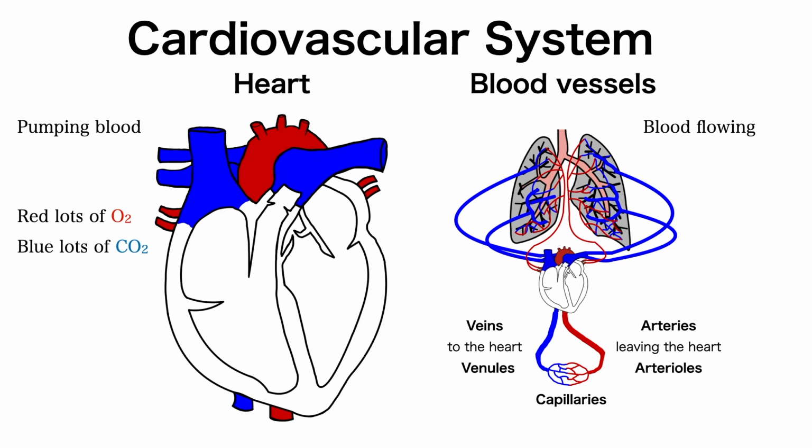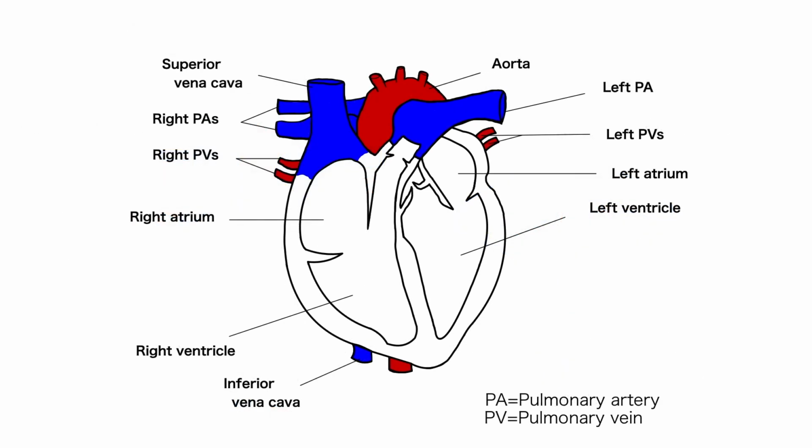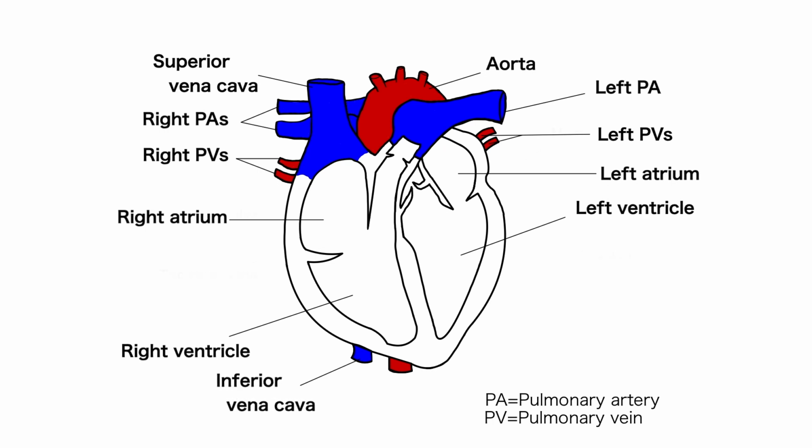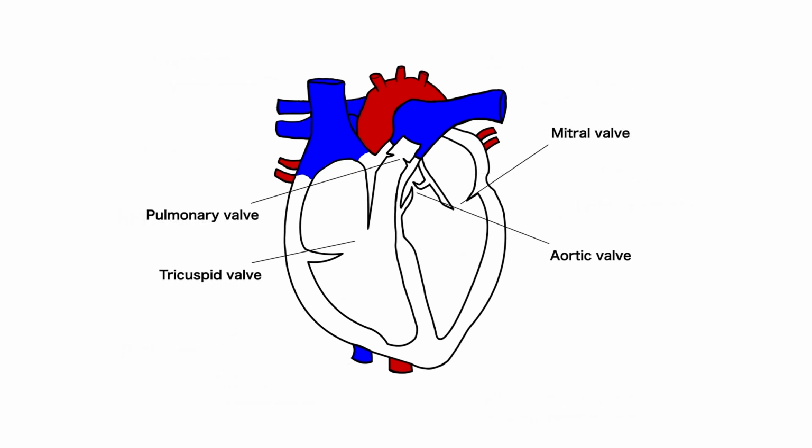Now let's look at the anatomy of the heart. Aorta. Left pulmonary artery. Left pulmonary veins, superior vena cava. Right pulmonary arteries, right pulmonary veins. Right atrium. Left atrium. Right ventricle. Left ventricle. Inferior vena cava. Pulmonary valve. Tricuspid valve. Mitral valve.